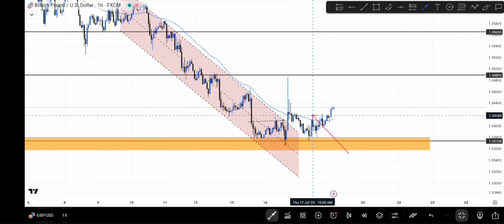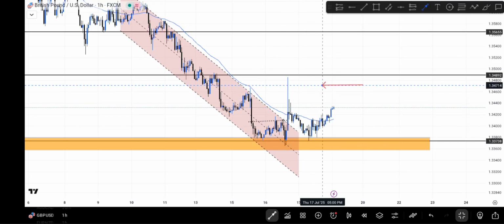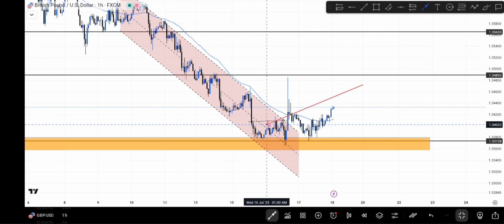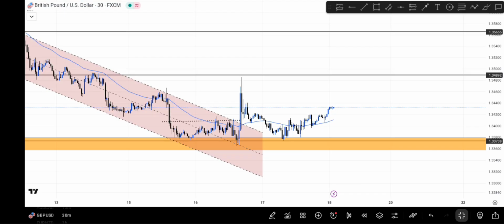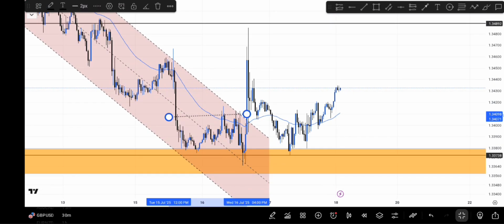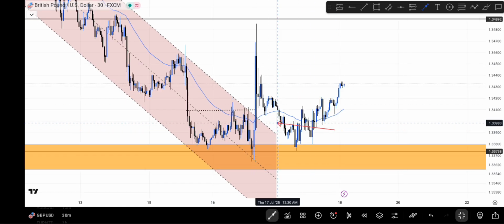And it actually broke out of our channel. You can see this channel has been containing the trend for some time, and finally it broke out, causing a change of character with the strip of liquidity. So, dropping down to the 30 minute time frame, this was where the change of character happened.